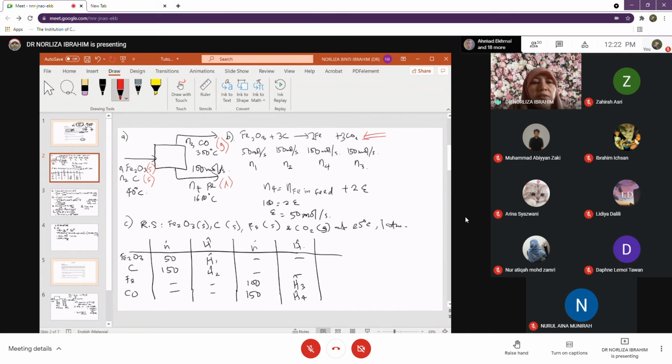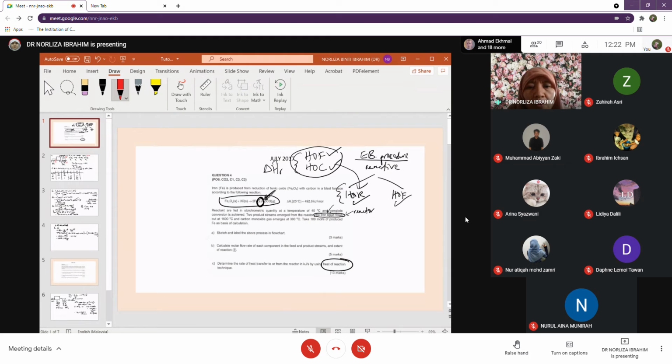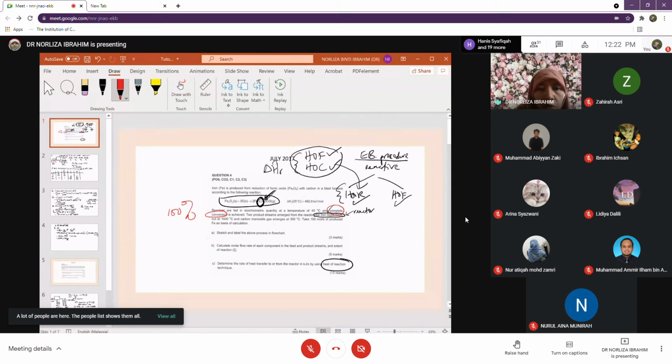For this one, it is very straightforward because you have 100% conversion, complete conversion, and also stoichiometric quantity.